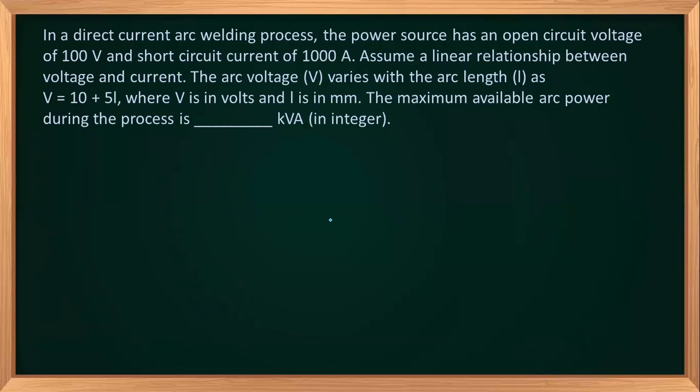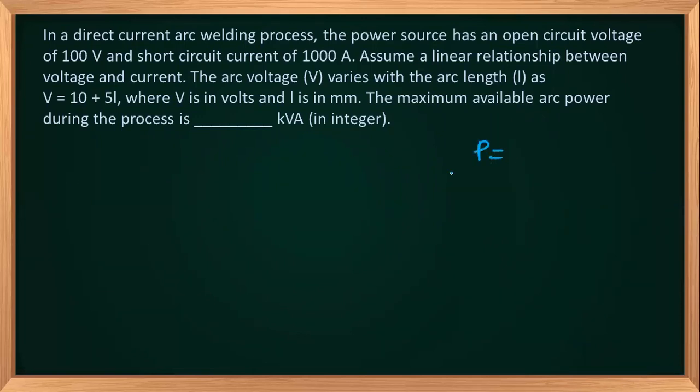Now, in the direct current welding process, the power source has an open circuit voltage of 100 volt and short circuit current of 1000 ampere. Assume the linear relationship between the voltage and current. The arc voltage is V and varies with the arc length L as V is equal to 10 plus 5L, where V is the voltage and L is in mm. The maximum available power. Actually, for maximum available power, we have a formula.